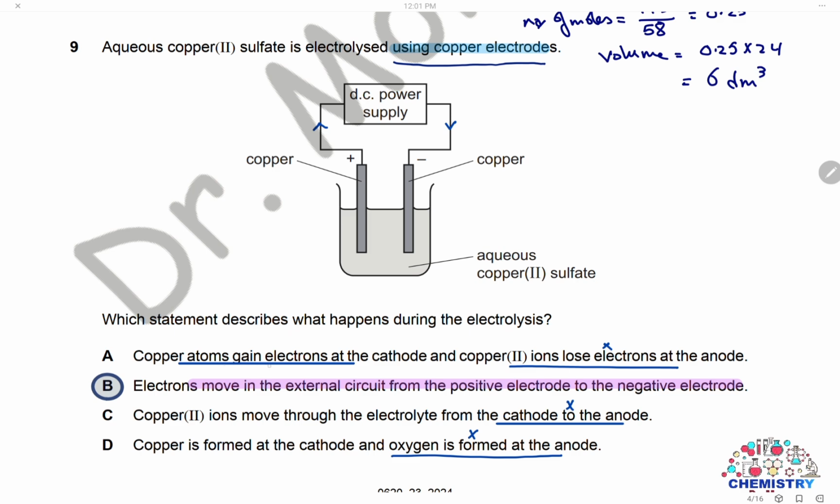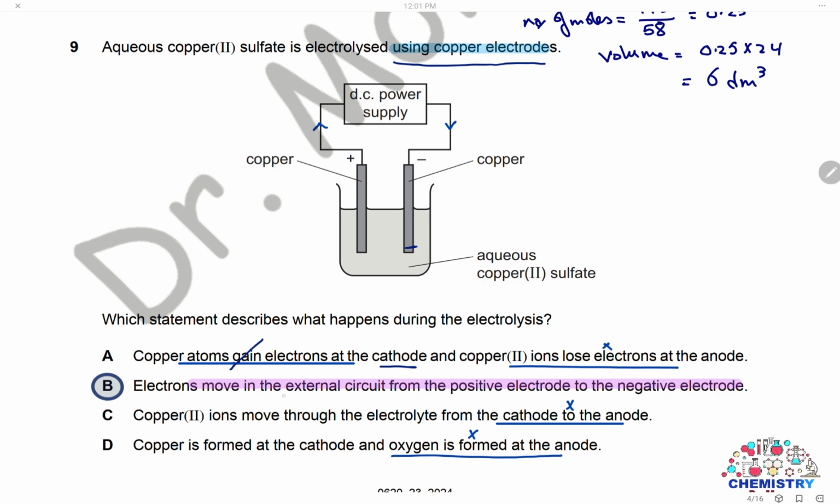The first one, copper atoms gain electrons at the cathode, and copper 2 ions lose electrons at the anode. Copper atoms never gain electrons. The metal atoms always lose electrons, so this will not happen. What happens is that the copper ions gain electrons at the cathode, not the copper atoms.